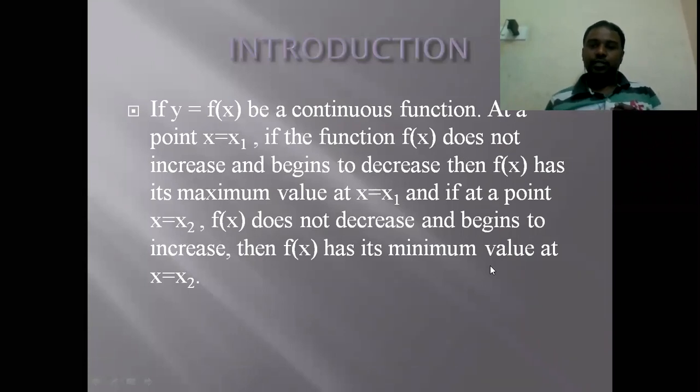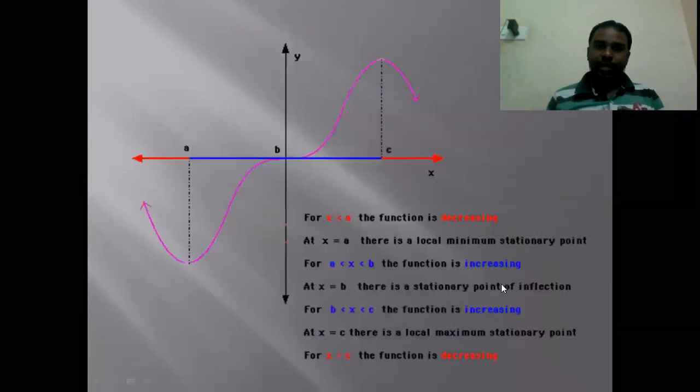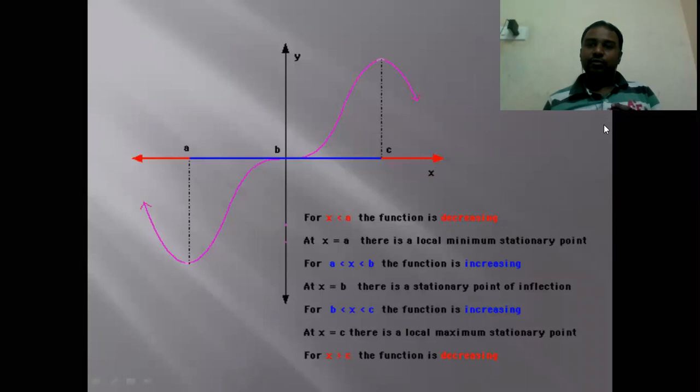So like this, we identify minimum and maximum values. Here, for understanding, I've given a small graph. Some function is going something like this. I've identified three points, A, B, C, that we have considered.